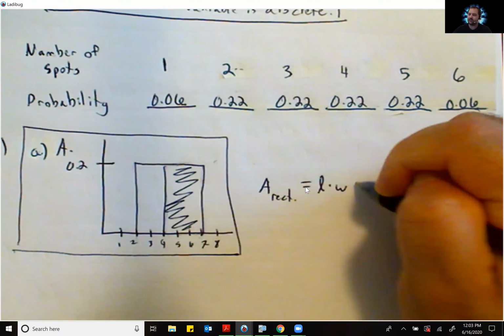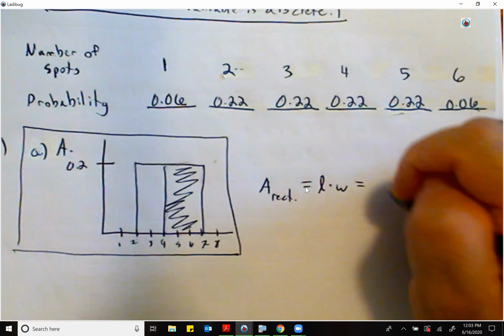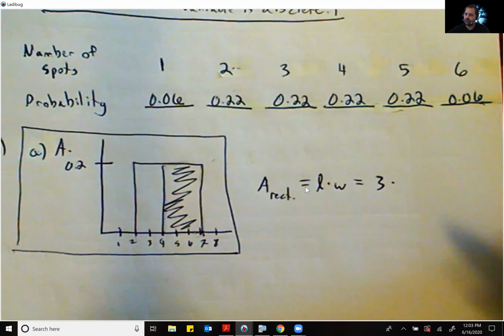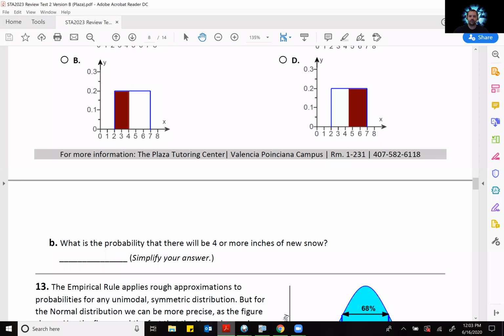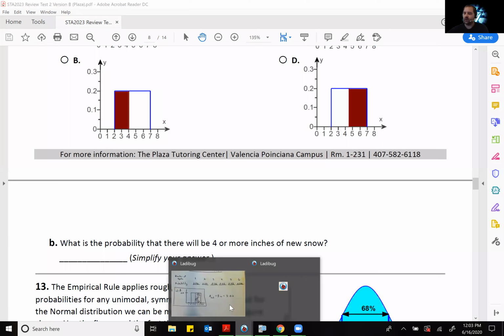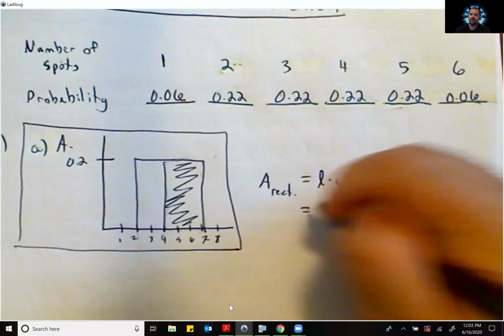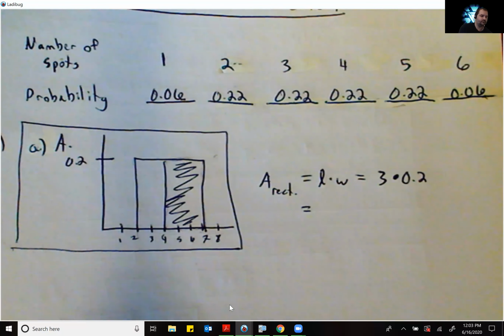And what's the length? 1, 2, 3. What's the width? 0.2. So all we're going to do is take 3 times 0.2, and what do you get? 0.6. Okay.